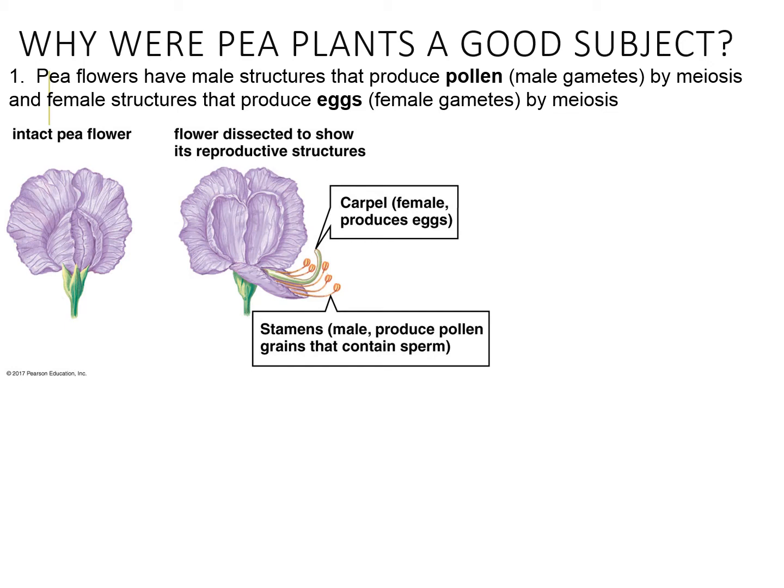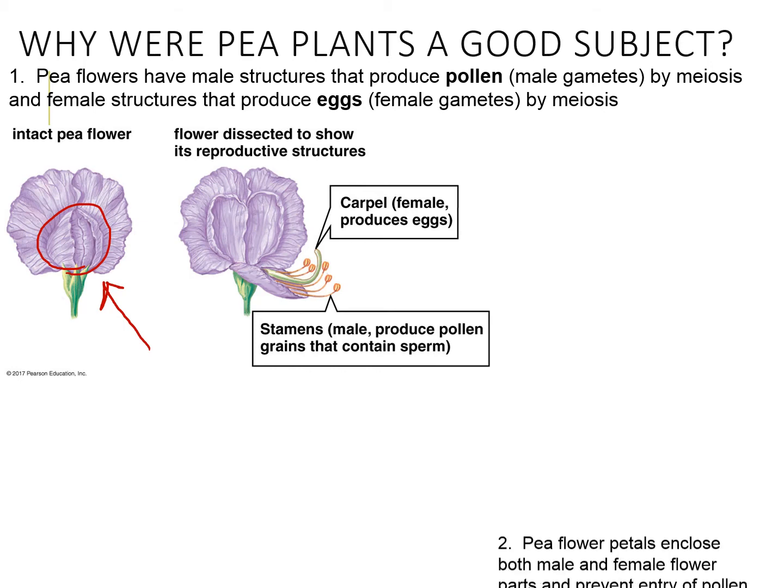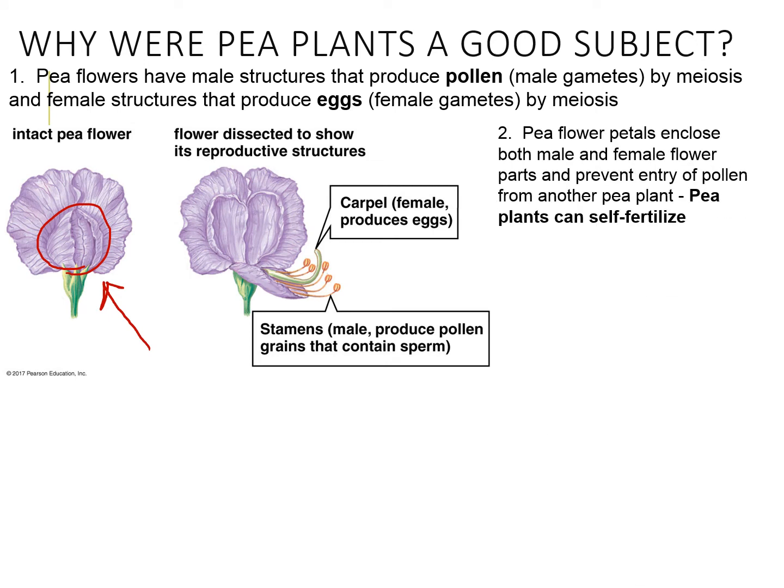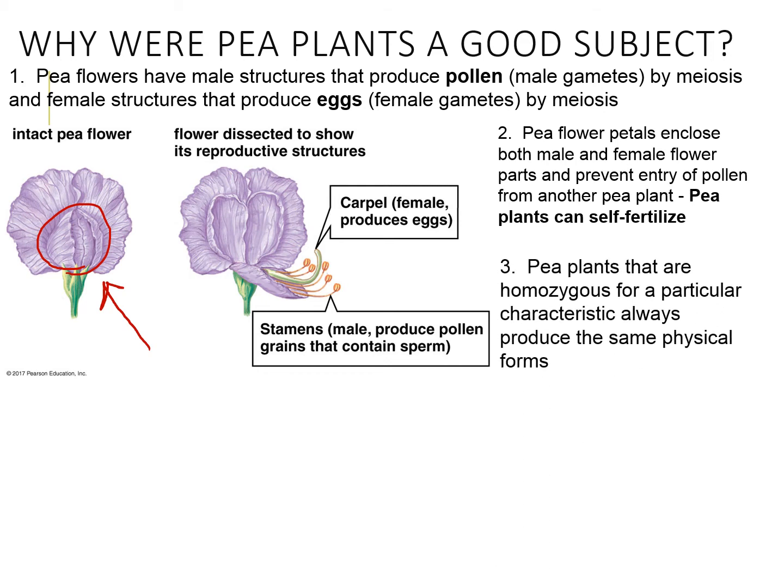Also, both male and female parts are located inside of this little chamber here. So what that means is each flower is protected from getting pollinated by another plant. So their kind of MO is they self-fertilize, and that makes studying them simpler because you know that this plant reproduced with itself. And there's no unknown in terms of, well, what pollen happened to float in here. Two, pea flower petals enclose both male and female flower parts and prevent entry of pollen from another pea plant. Pea plants can self-fertilize.